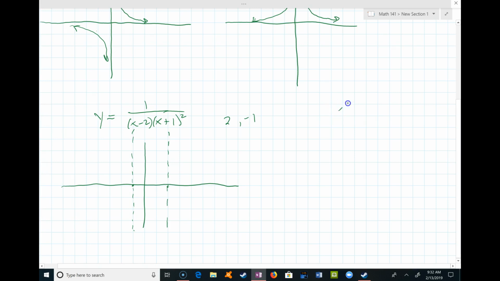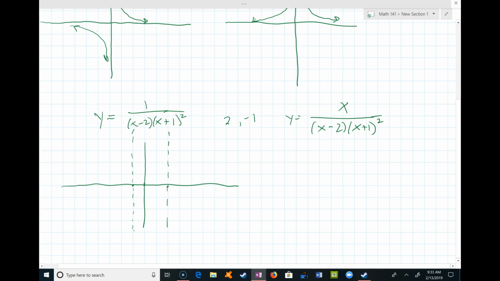So now if we would have had an x on top and an x minus 2, x plus 1 squared, well, that would cross the x-axis at 0, wouldn't it? So that means it would cross right here. Okay, so we can tell a lot about a function just by finding out where its asymptotes are and where its x-intercepts are. And we find x-intercepts the same way we always have, by studying y equals 0 and solving.